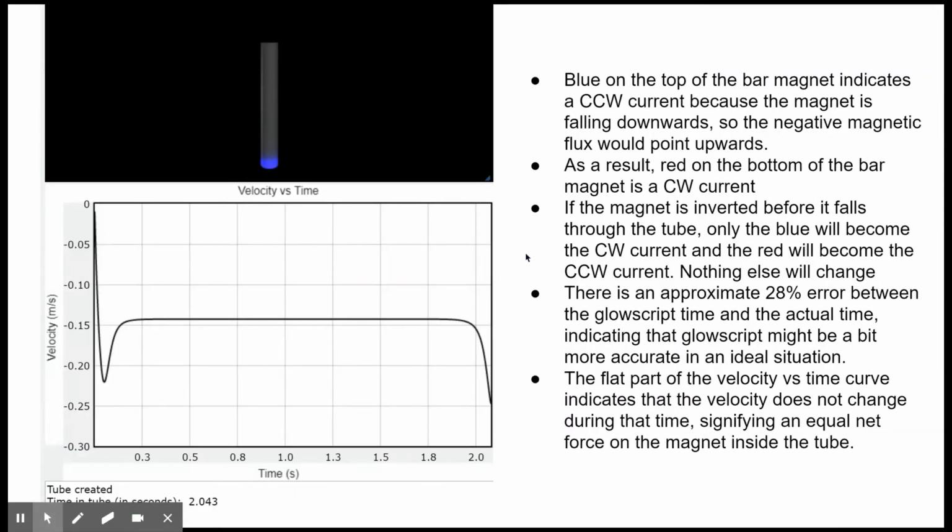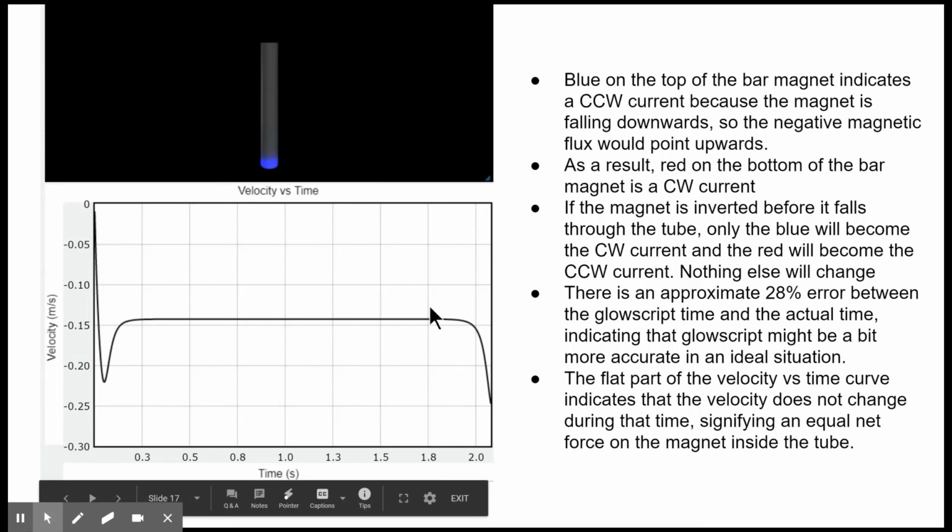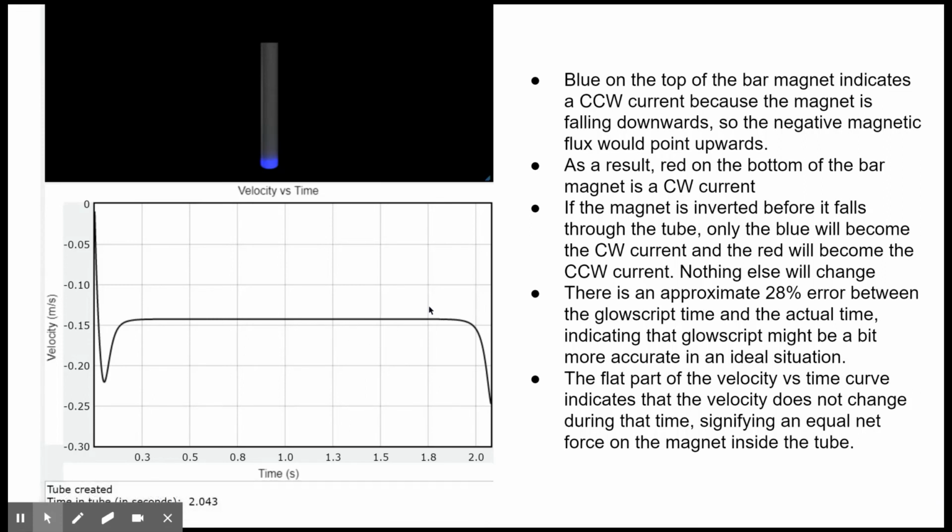The blue on top of the bar magnet in the model indicates a counterclockwise current because of the upwards magnetic flux, so the red on the bottom indicates a clockwise current. If the magnet is inverted before it falls, the only thing that will change is that the blue will be clockwise and the red will be counterclockwise. Also, there is an approximate error of about 28% between the computer model and the actual average fall time, so the computer model might be a bit more accurate for an ideal situation. And lastly, the flat part of the velocity versus time curve indicates no change in velocity or F-net of the magnet inside the tube.